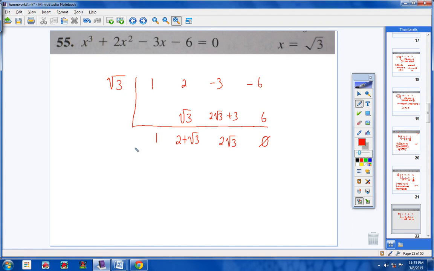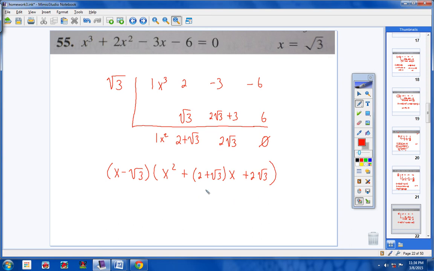Now, let's go ahead and list out what we have so far. X minus square root of 3, and we're left over with, this 1 is an x cubed. So this 1 here will be an x squared. So we're left with x squared, and then plus 2 plus square root of 3, x, and then plus 2 square root of 3 for your constant term.